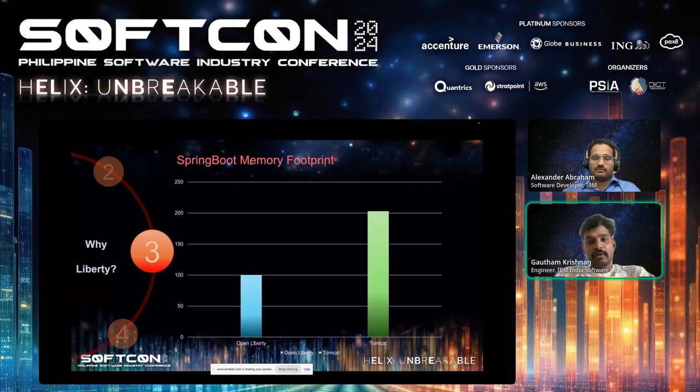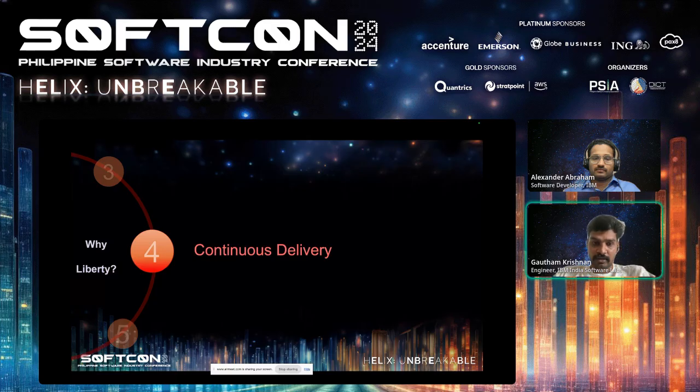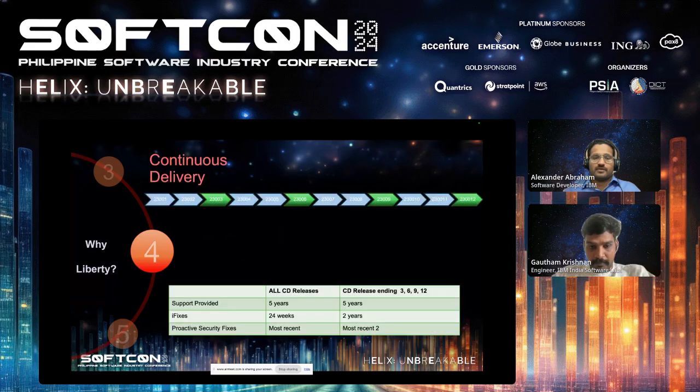Now let's have a look at the next reason why we need Liberty. Moving on to the next. That is continuous delivery. If you can go to the next slide. Yeah. I'm not going to explain everything in this slide. It's about continuous delivery.